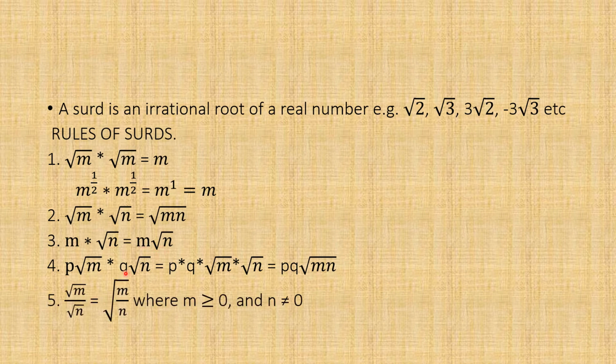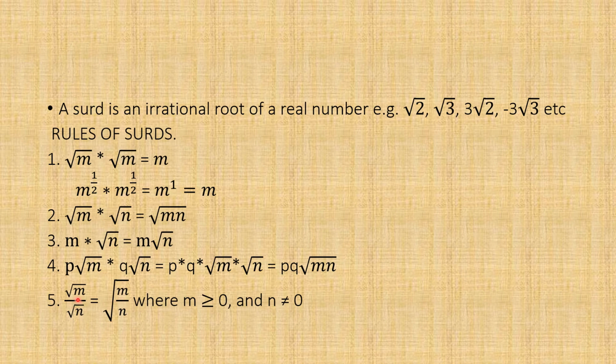Then the fourth rule, p root m times 2 root n, is the same as multiplying p times 2, then I multiply root m times root n. So that is p times 2, then root m times root n. From the second rule, we know that root m times root n is the same as root of m n. So I apply that here. Root m times root n is the same as root of m n.